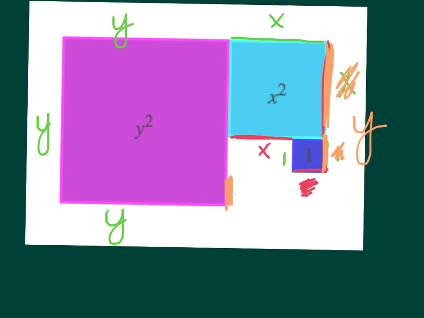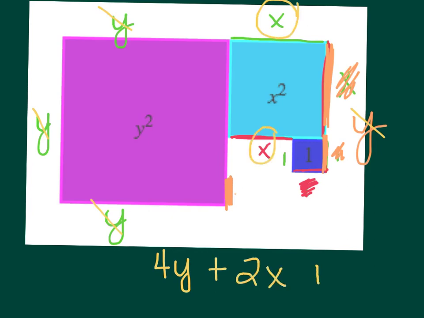So if we go through, let's put our y's together. I have a y, 1, 2, 3, 4 y's it looks like. So I can do 4y plus, let's see, I have an x and an x plus 2x. And then the ones, I really only have one left. So that would be my perimeter for that one.